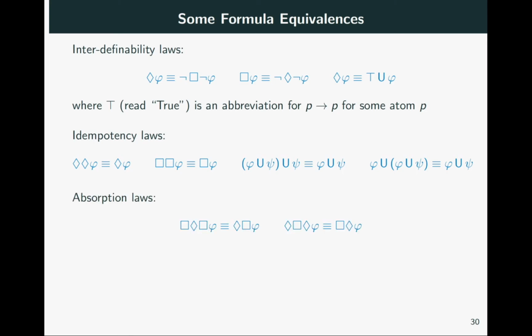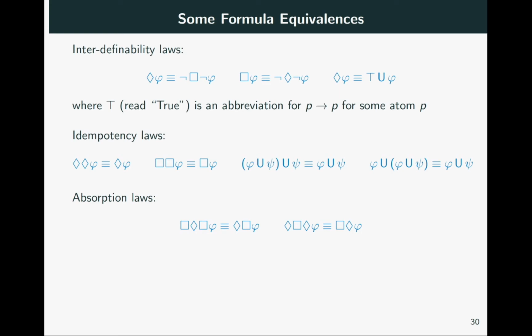Then there are the absorption laws, called like this because they show how one of the connectives can be absorbed by the others in specific contexts. Here, for example, the law says that always eventually always phi is equivalent to eventually always phi. So the first always is absorbed. Why does this law hold?